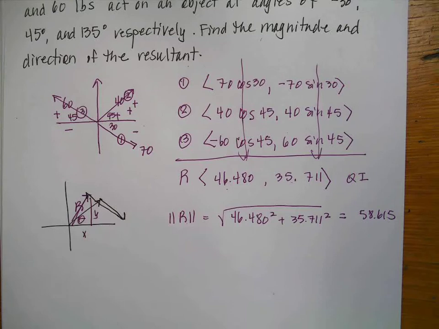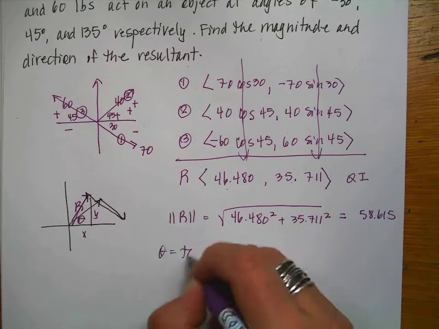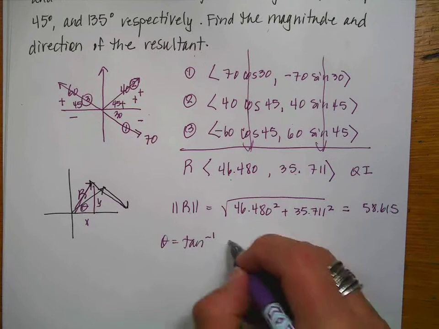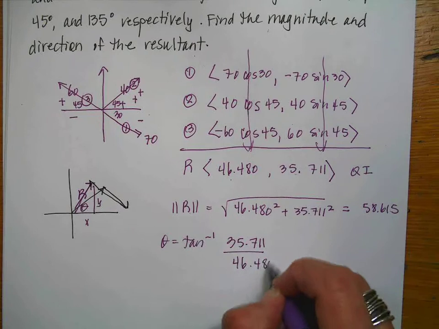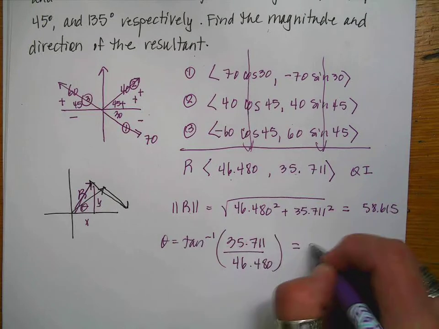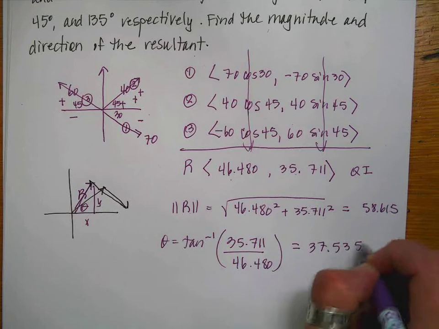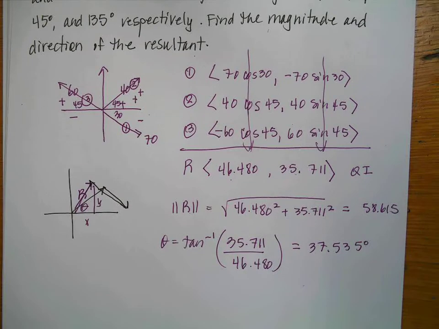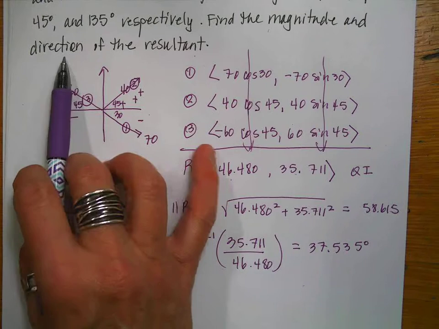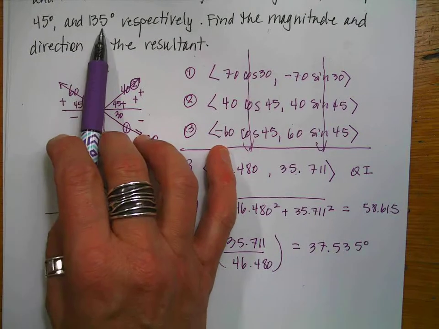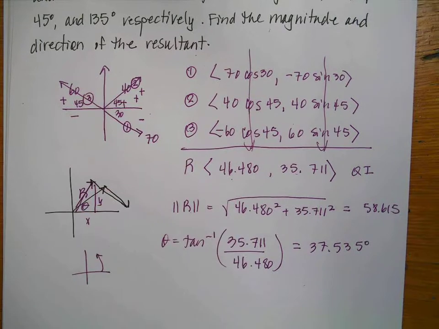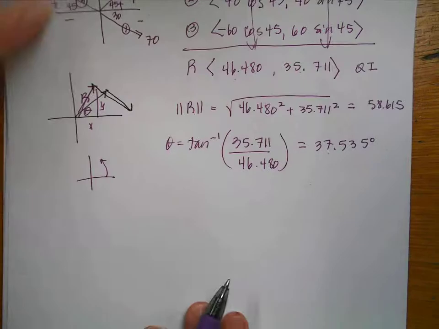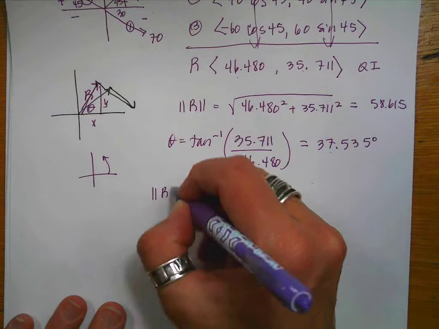Now I need to find my theta. So remember, theta is going to be right there. There's the x and y. So theta is going to equal the inverse tangent of y, 35.711, over x, 46.480. And when I do that math, I get 37.535 degrees. Okay? This one's asking for, I'm going to call it a direction angle because no bearing angles were given. And so remember that a direction angle starts at the x-axis and rotates counterclockwise. So this is going to be my direction.